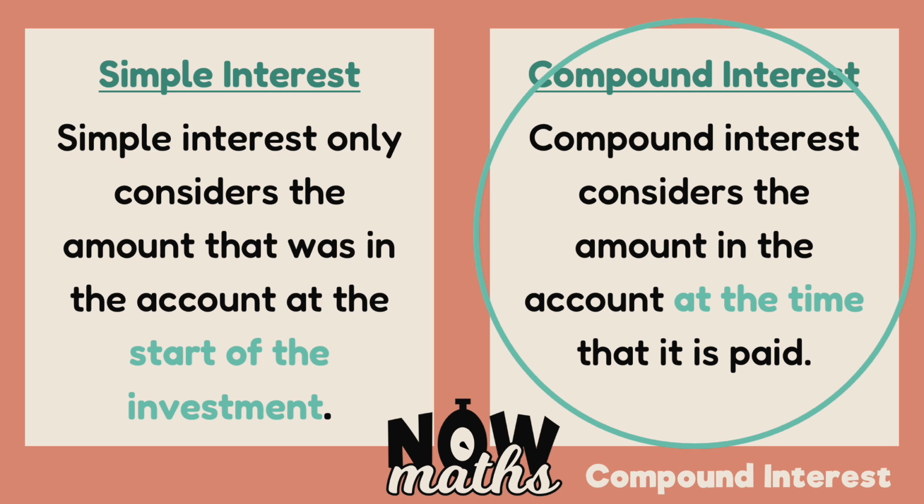Compound interest is where the amount of interest changes as the amount in the account does. So, for example, if no money is withdrawn from the account and the interest rate stays the same, the amount of interest earned will increase as the amount in the account increases.